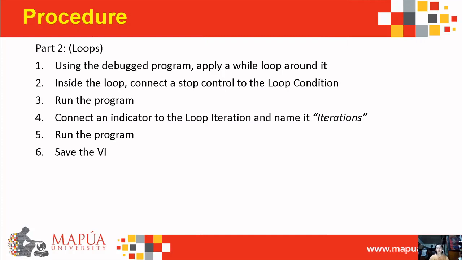Then of course we run the program to see if it works. Then step 4, we connect an indicator to the loop iteration and name it iterations. This indicator variable will help us identify which iteration of the while loop we are running currently. Then step 5, we run the program again. And then step 6, we save the file. And that ends the procedure.